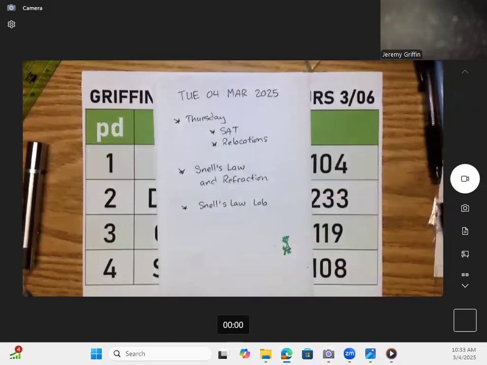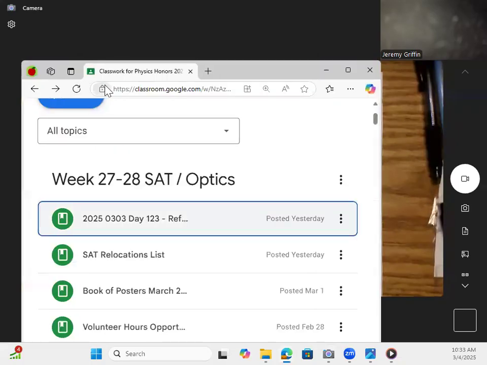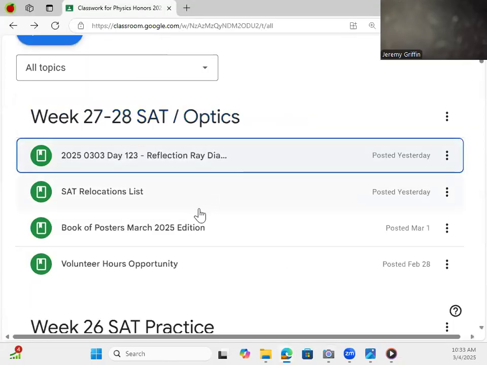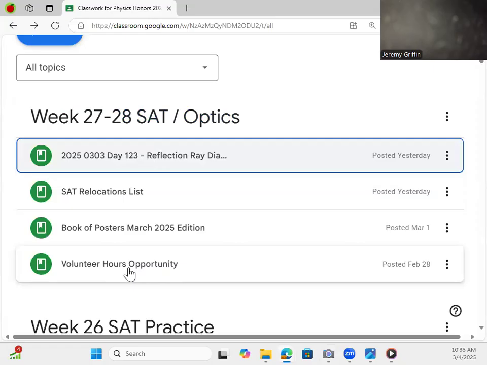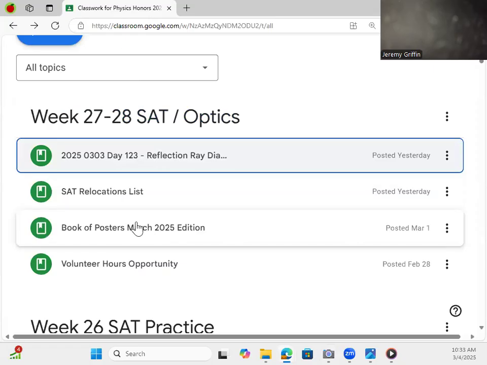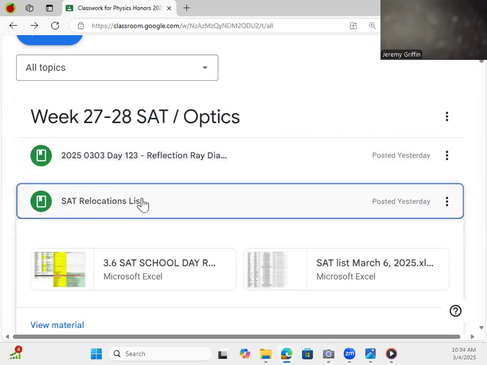So, remind you guys where I posted all this information. I posted some things this week. We got volunteer hours here. We got updated posters here. Here's your two SAT files. This file here shows where you're testing if you're testing, which is most of you guys. Most of you are taking the SAT in 2 days, and this will tell you where to go.